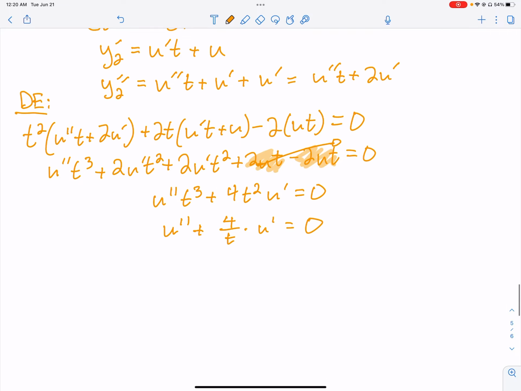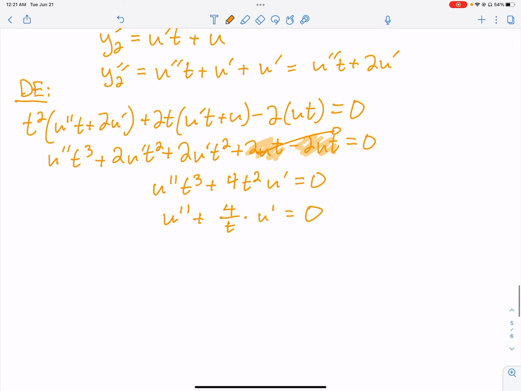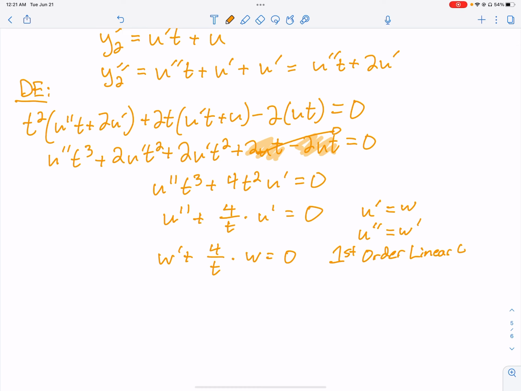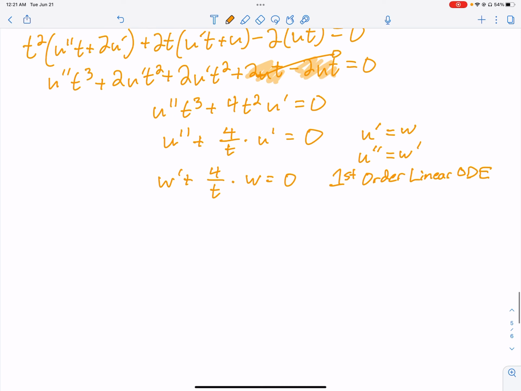Now, we should be able to identify and remember that reduction of order will lead us to a first order linear ODE if we make the right substitution. So u prime, we're going to call w. So u double prime would be w prime. All right, so we get w prime plus 4 over t times w equals 0. This now is a first order linear ODE. So we solve from there.